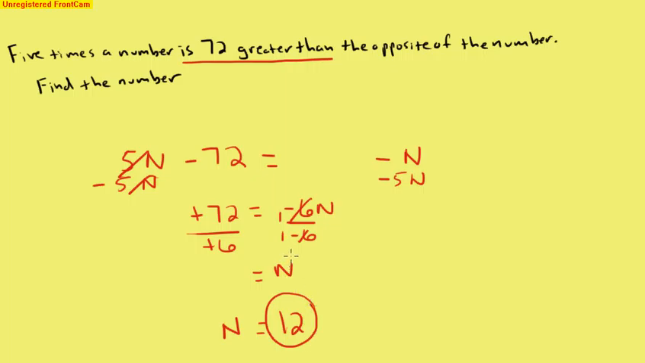n equals 12. We could plug this back in and find out if it's true. 5 times n would be 60. 60 minus 72, this is the original equation, is negative 12. Negative 12 equals negative 12, so we did it right.